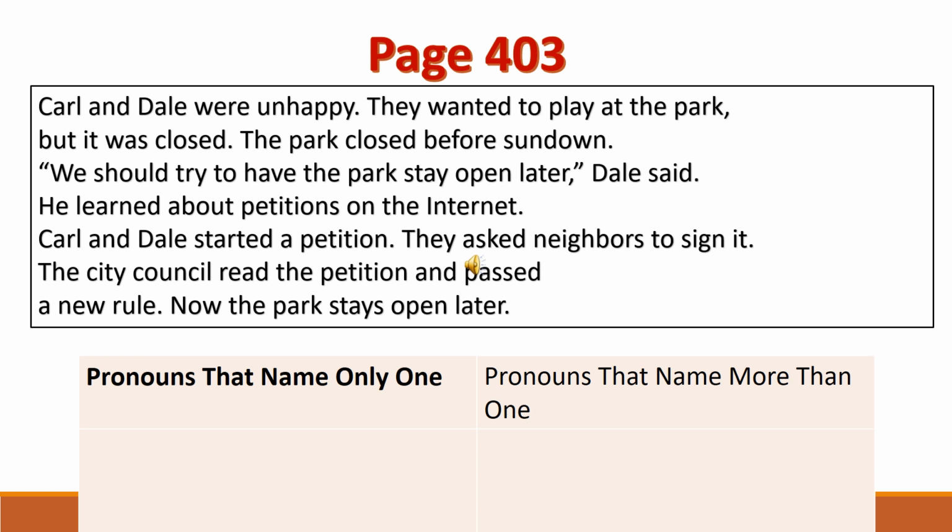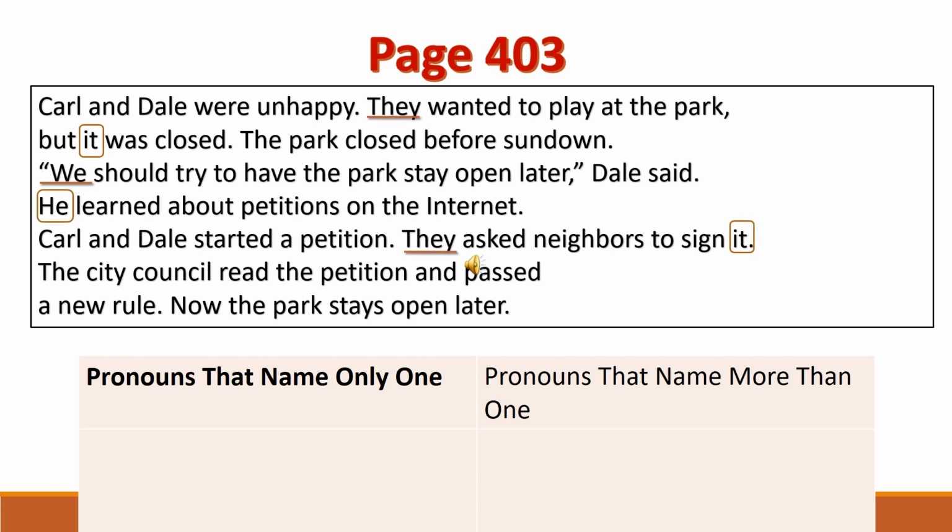Alright, so let's proceed to the next slide. Okay, here is the direction. So we're going to circle the pronouns that name only one. Then we are going to underline the pronouns that name more than one. Is it clear? Okay, very good. Now let us find all the pronouns in this text. Okay, let us start.